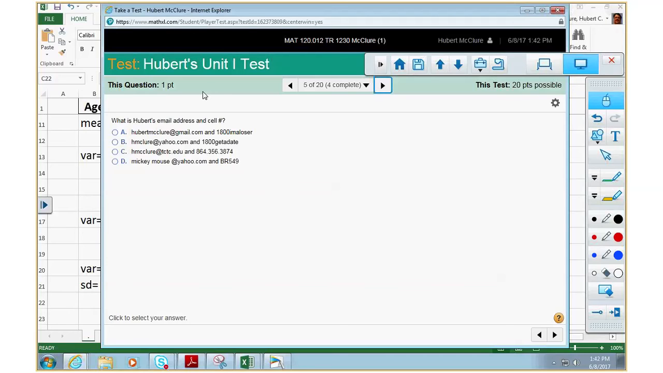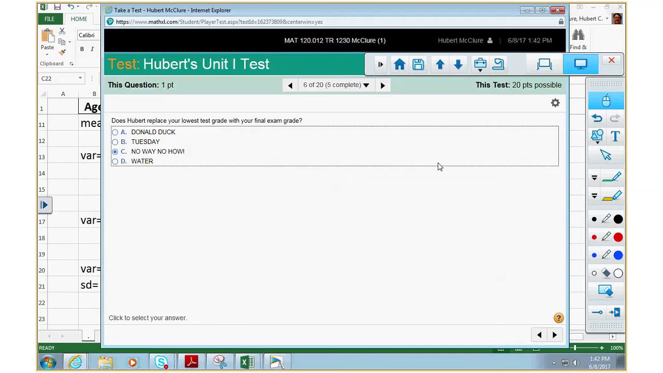What is Hubert's email address and cell number? Definitely, I'm a loser. I will take A, okay? That's the only option it gives me on mine. Somebody will go home and pull that up. That's your second gimme. This is your third. Does Hubert replace your lowest test score with a final exam grade? Water is a good answer.